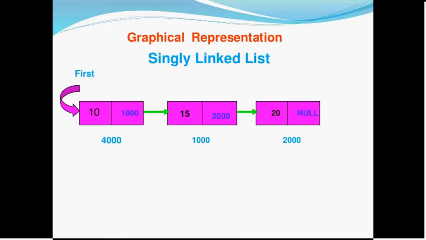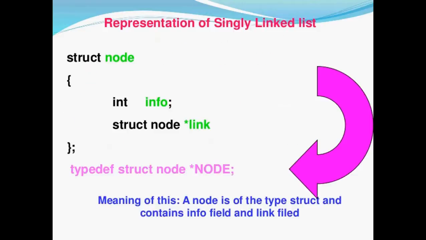The node of the linked list which has its address as 2000 contains 20 in its data field and, very importantly, null in its pointer field, because it indicates that no more nodes remain in the linked list, or that the linked list ends here. This is the representation of singly linked list. We are constructing a structure type of node because there are different types of data we want to store: first is an integer type of information and a pointer type of link.